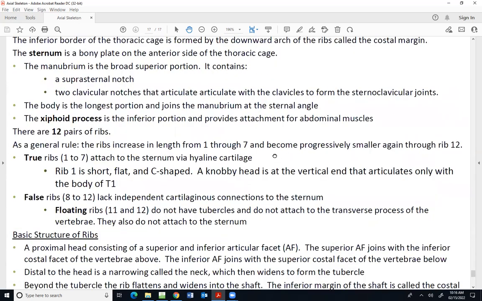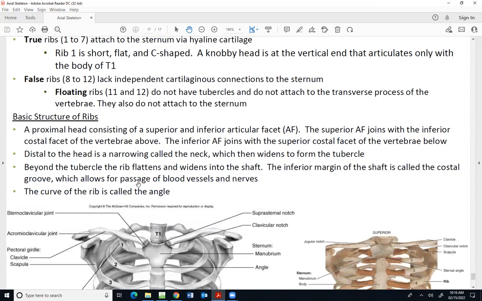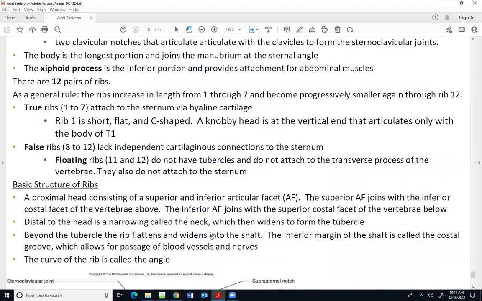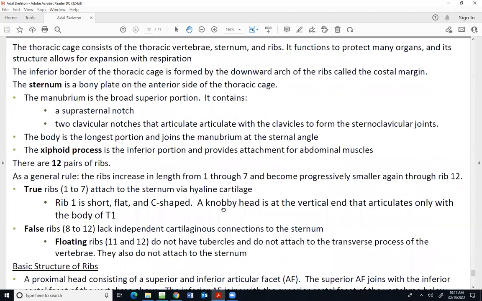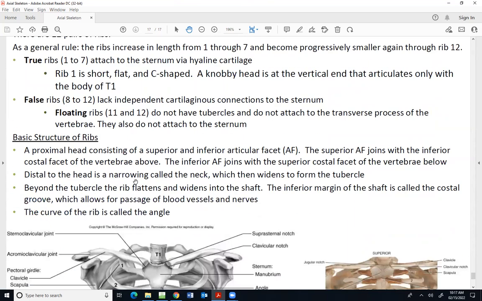Now let's start talking first, before we talk about ribs, about the sternum. A bony plate on the anterior side of our thoracic cage, it has three distinctive parts. The first, and I would highlight it, is the manubrium. Then the kind of longest, skinniest part is the body, and then hanging down from that is a structure called the xiphoid process.